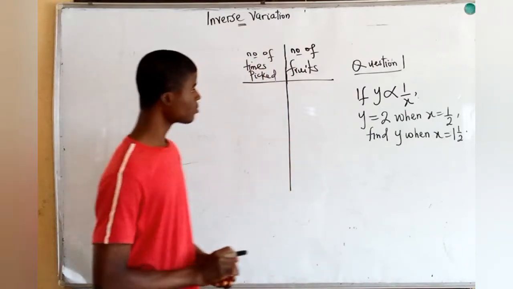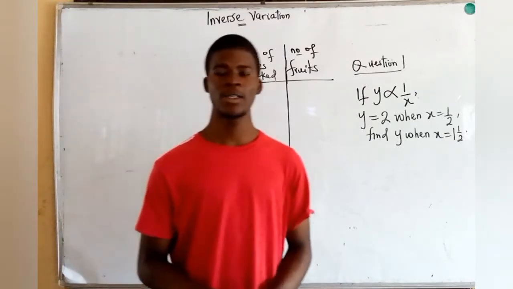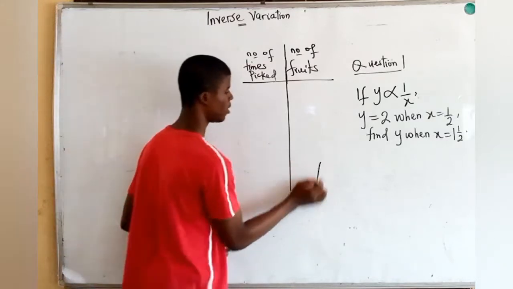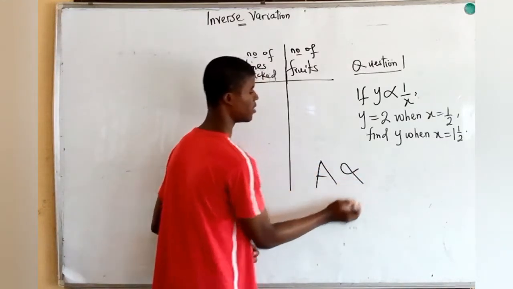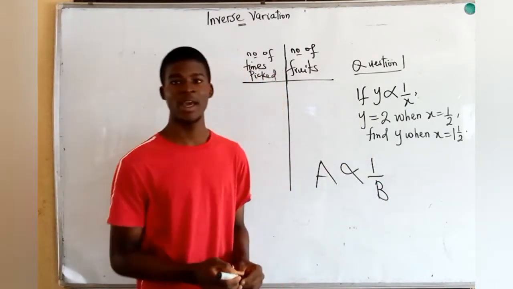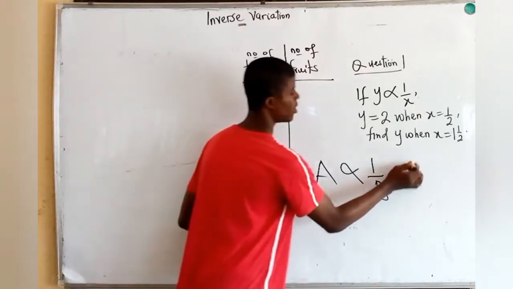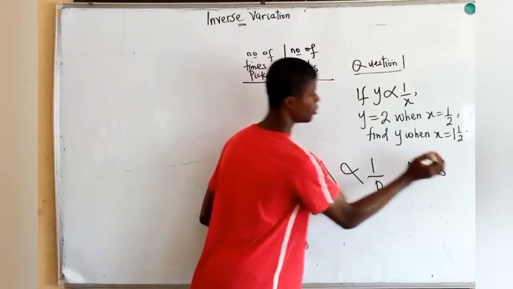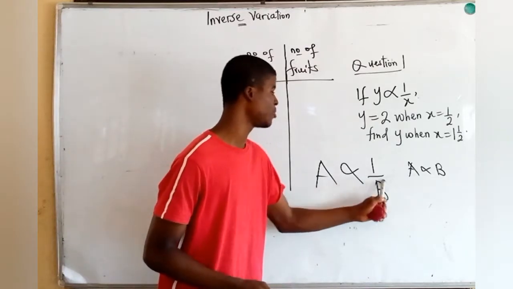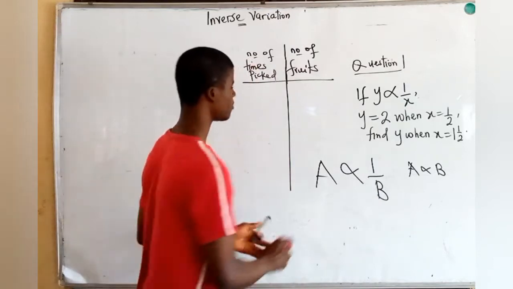Let's go. What does it mean when we say something varies inversely as the other? For example, I say A varies inversely as B. How do I write that? A varies inversely, so it will now be 1 over the second quantity. So this is how I write it: A varies inversely as B. You know, in direct variation, A varies directly as B. So the inverse of this is now A varies inversely as 1 over B. Always take note of this.